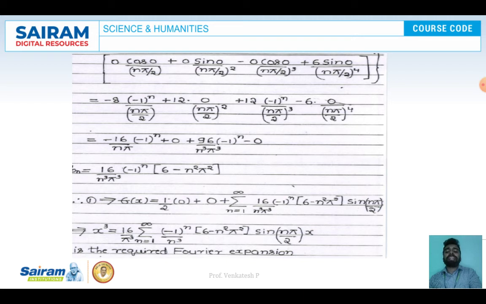So by taking 16 by n cube pi cube as a common factor, we got bn is equal to 16 by n cube pi cube into minus 1 power n, into 6 minus n square pi square, which is the required value of bn. So now this a naught, an, bn, we take in equation number 1.